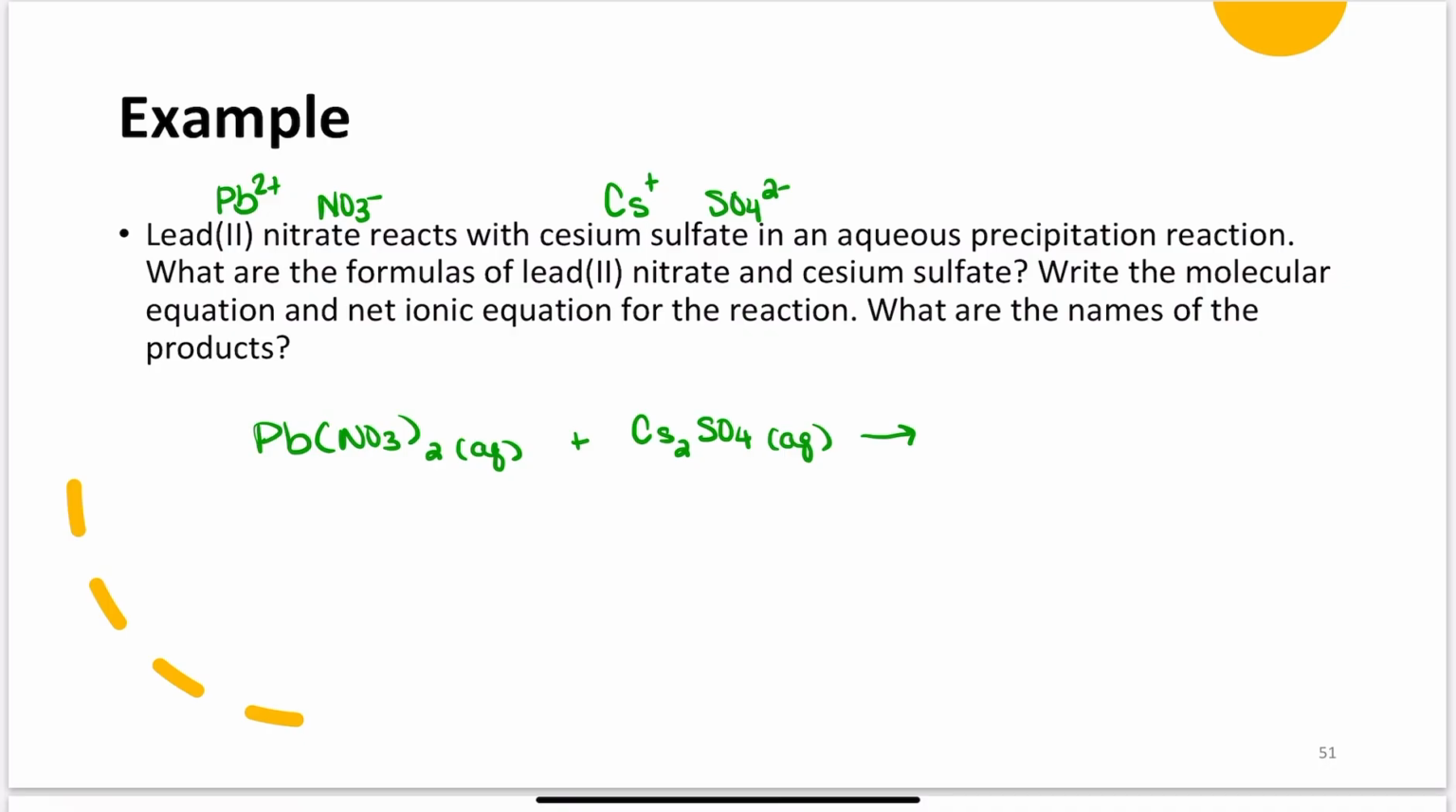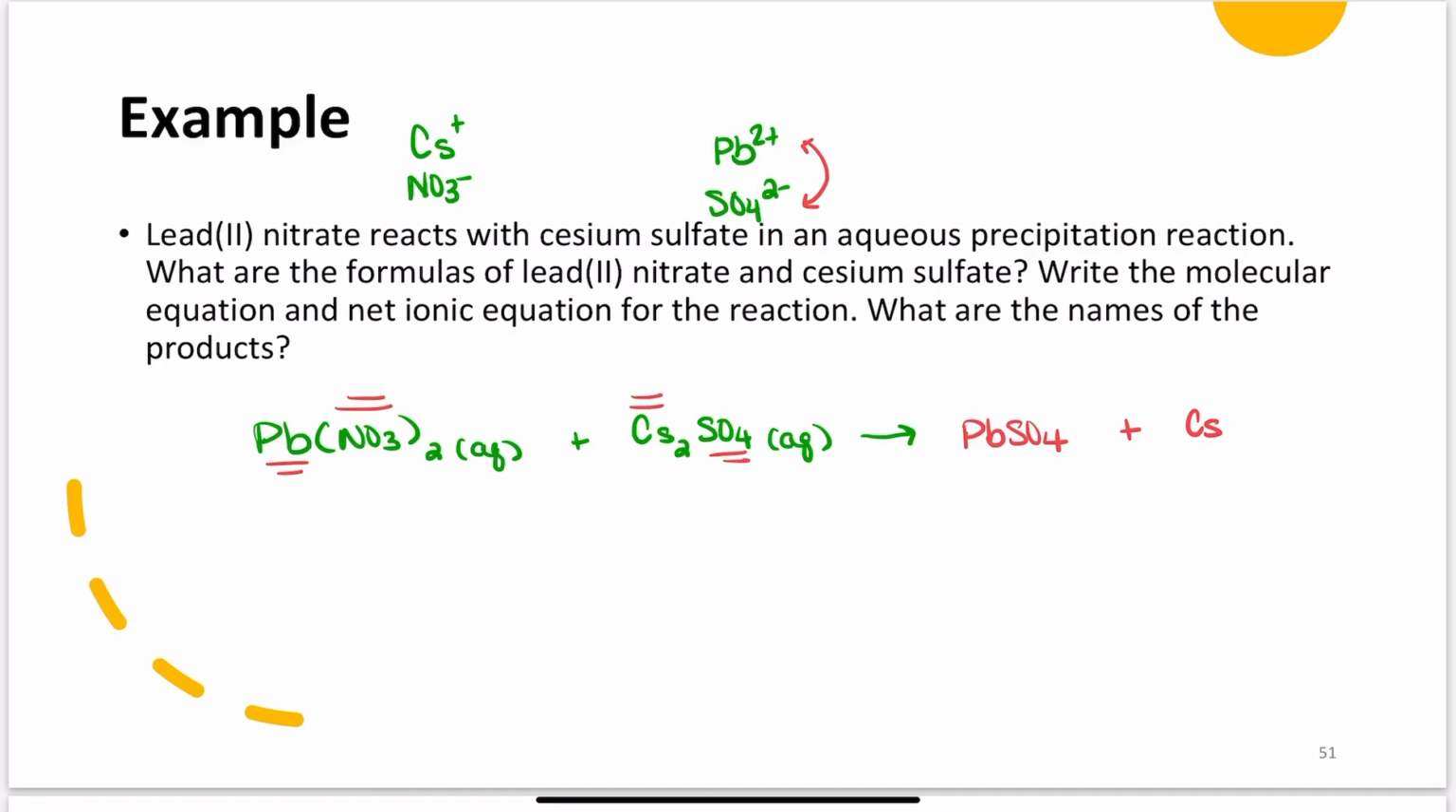What will this form? This is a double displacement reaction, so swap partners. Cation of one to anion of the other, cation of one to anion of the other. I'm going to form PbSO4. So again, if you think about your ions up here, I've put this cation with this and this cation with this. Now I've got Pb2+ and SO4 2-. They charge balance each other, so I don't have to put multiples of anything. And then CsNO3 are both +1 and -1 charge, so they cancel each other out as well.